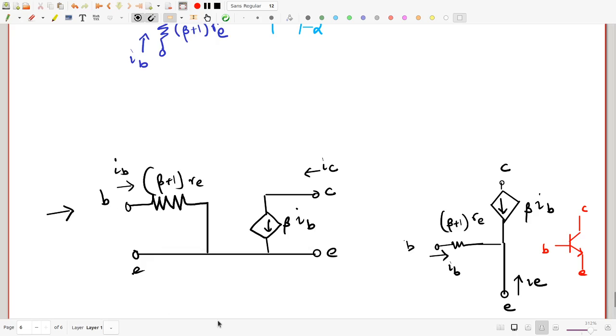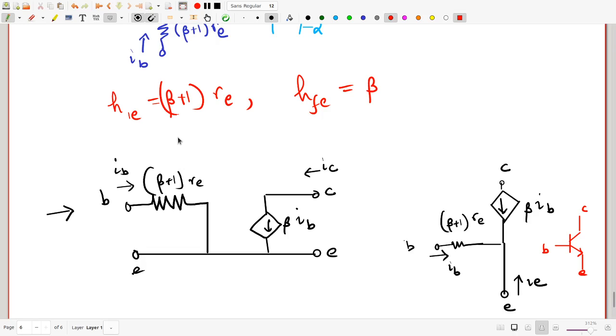But now that you have drawn it like this, it is obvious what the H parameters of this circuit are. You can immediately read them off from the circuit. Remember, the H parameter equivalent network was HIE here, then HRE VCE here. On this side you have HFE IB and you had HOE in parallel to that. So here it's easy to see that HIE is nothing but (beta plus 1) RE. HFE is nothing but beta.